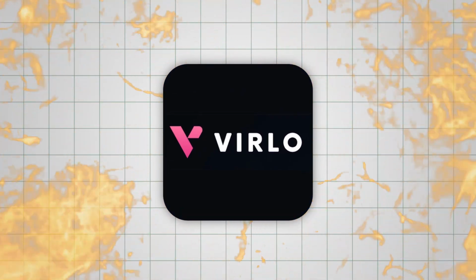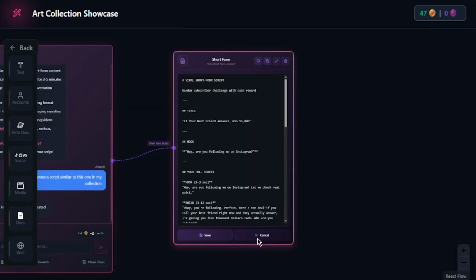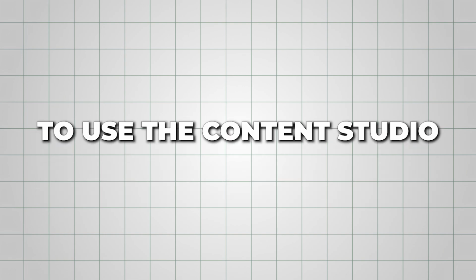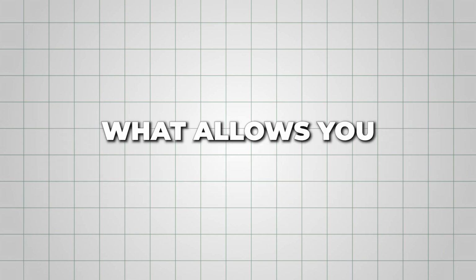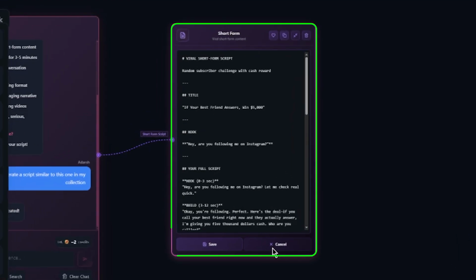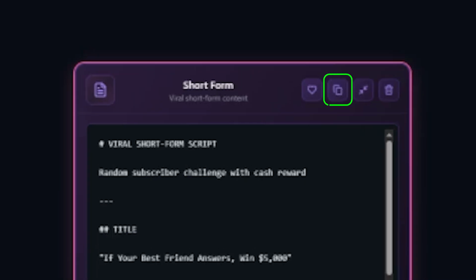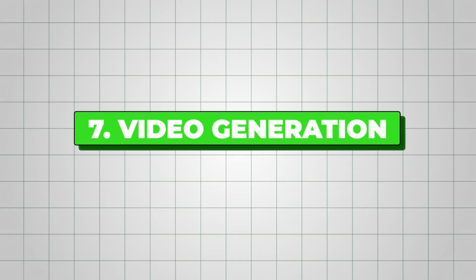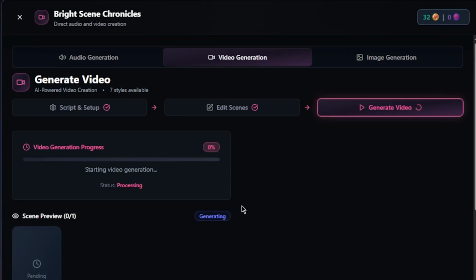What makes this powerful is freedom. You can paste a video link, upload a document, mix multiple references, or build an entire workflow from scratch. There are countless ways to use the Content Studio, and that flexibility is what allows you to generate something completely new instead of repeating what already exists. Once your script is ready, you can either copy it and use it later, or move directly into video generation, which is the next feature we'll look at.